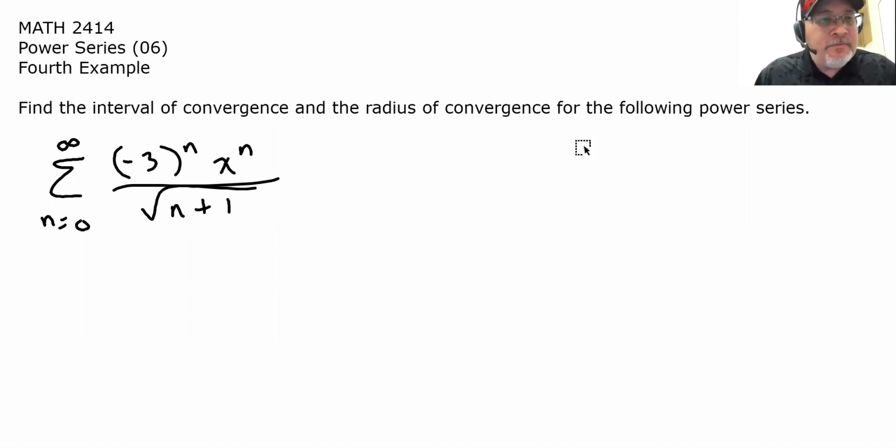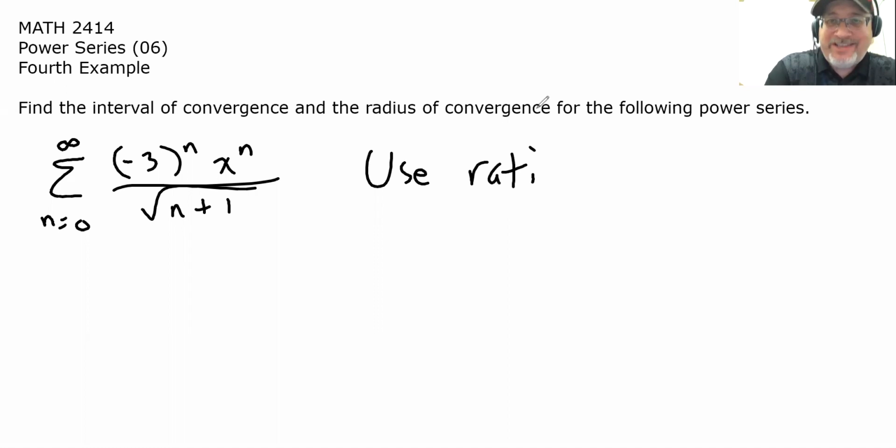The sum from n equals 0 to infinity of -3 to the nth power times x to the nth power over the square root of n plus 1. We're going to attack all of these the same way by setting up the ratio test. And if we set up the ratio test, we're going to use the ratio test. I just want to see how many times I can say ratio test.